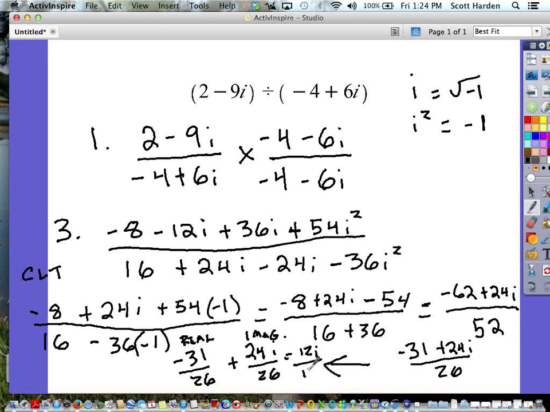So this will reduce to 12i divided by 13. Understand, in our final answer down here, the final answer is going to be negative 31 over 26 plus 12i over 13. There it is, Coach. There it is right there, guys. Hope everybody saw that one.